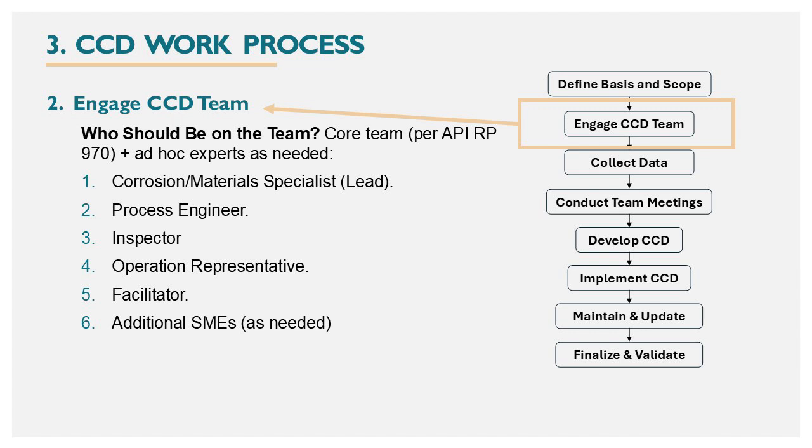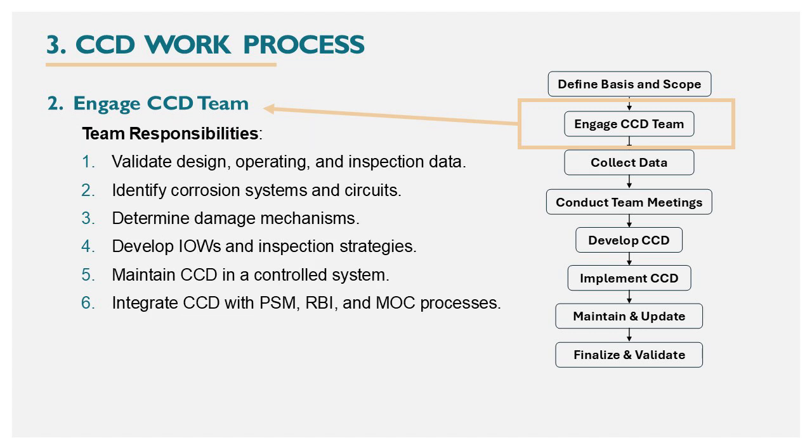And number 6 is additional SMEs, as needed, such as but not limited to fixed equipment engineer, control systems, lab, chemical treatment vendor, licensed technology specialist. What are the team responsibilities? Number 1 is to validate design, operating, and inspection data. Number 2 is to identify corrosion systems and circuits. Number 3 is to determine damage mechanisms. Number 4 is to develop IOWs and inspection strategies. Number 5 is to maintain CCD in a controlled system. And number 6 is to integrate CCD with PSM, RBI, and MOC processes.